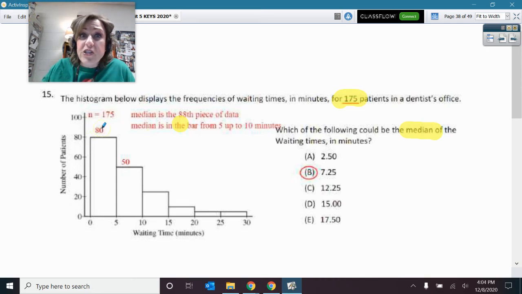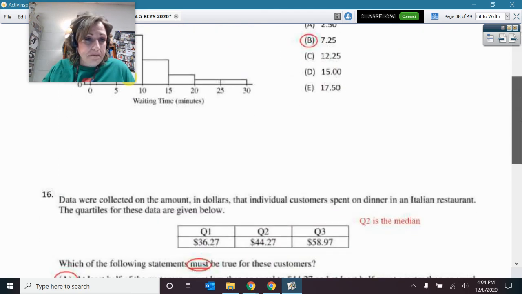Well, here's the first 80. So 1, 2, 3, 4, 5, 6, 7, 8. So right about there, data piece number 88 is the median. So the median is somewhere in there between 5 and 10. And the only option is B.